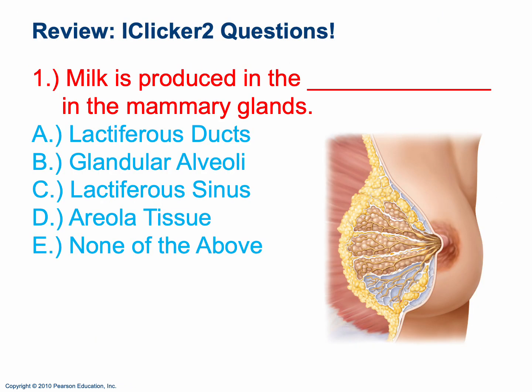All right, we have our first review session here, so time to find your clickers at home. And here's our first review question for today. Milk is produced in the blank in the mammary glands. So where's the milk produced?